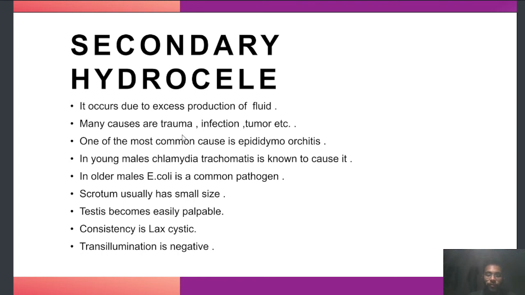One of the many causes of secondary hydrocele is trauma, infection, or a tumor in the testis. If the scrotal sac has had any trauma, then it might cause inflammation and infection, which will lead to the swelling of the scrotal sac. Any infection can take place. A tumor of the testes might also cause hydrocele.